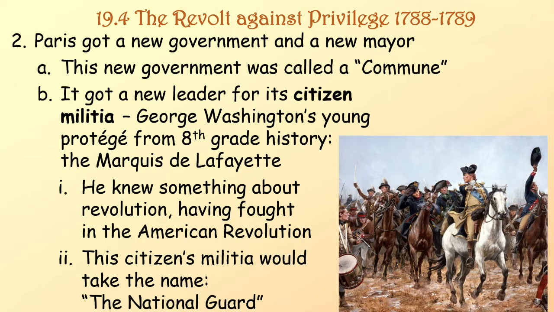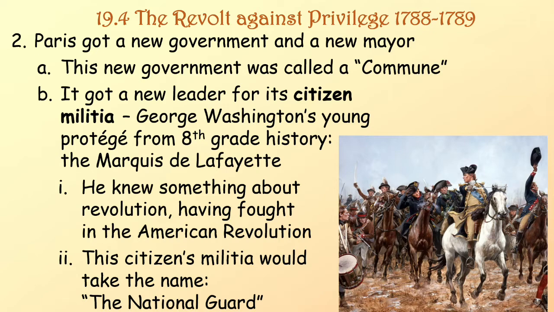Paris got a new government and a new mayor. And this new government was called a commune. It got a new leader for its citizen militia, George Washington's young protege from 8th grade history, the Marquis de Lafayette. He knew something about revolution, having fought in the American Revolution, and this citizens' militia would take the name the National Guard.